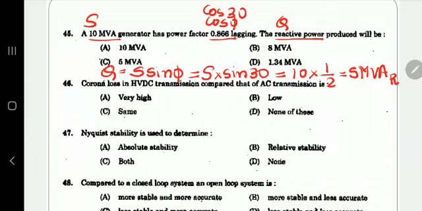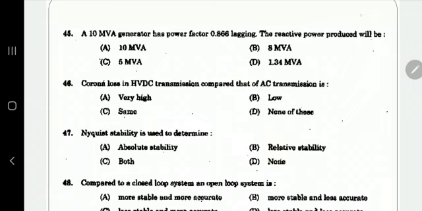MVAR shows the reactive unit, that is megavolt ampere reactive, but in the answer it is just mentioned as 5 MVA, so we can tick the option C. Answer C, 5 MVA. Let's move on to the next question, that is the 46th question, and the question is corona loss in HVDC transmission compared to AC transmission is.